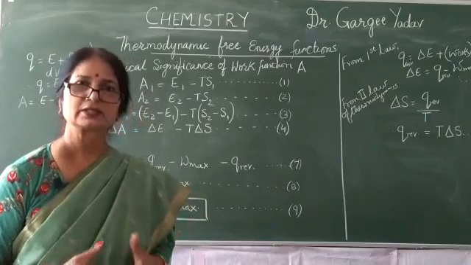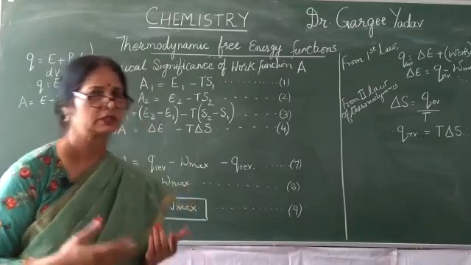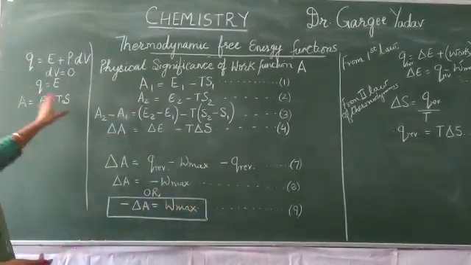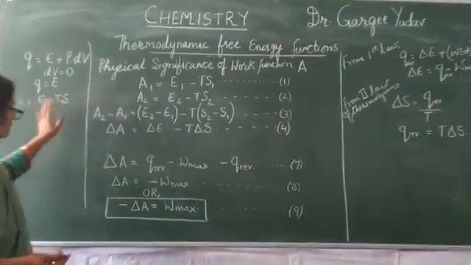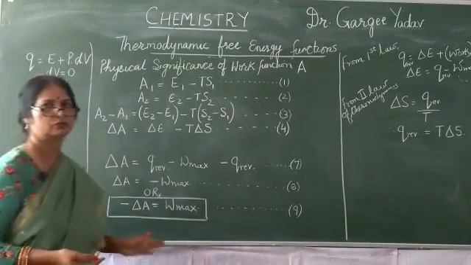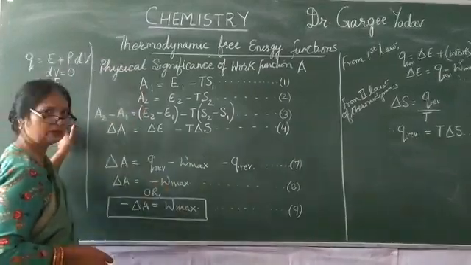Why? Because it is an isochoric process, meaning the volume is constant. Volume is constant means dV is zero. And when dV is zero, then from the first law of thermodynamics, Q will be equal to E, and this A is equal to E minus TS. This is the energy which is available to do the work in a system. So A is equal to E minus TS.